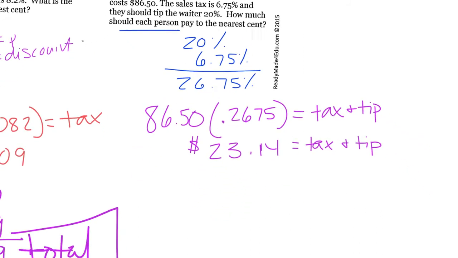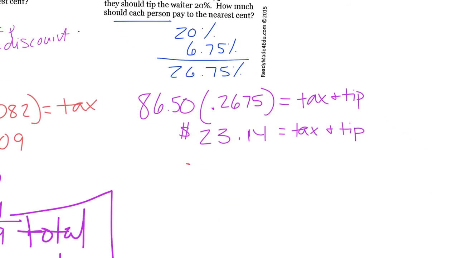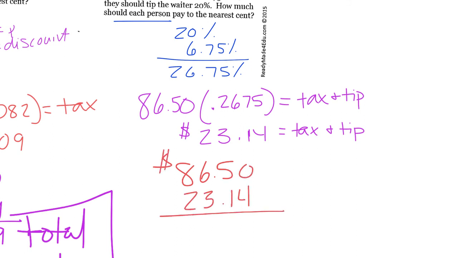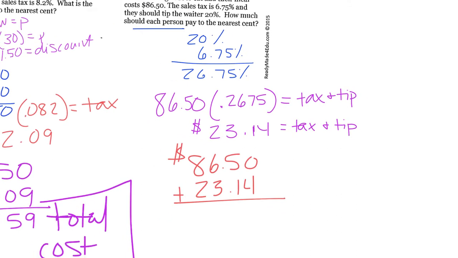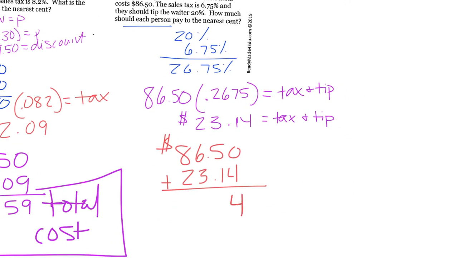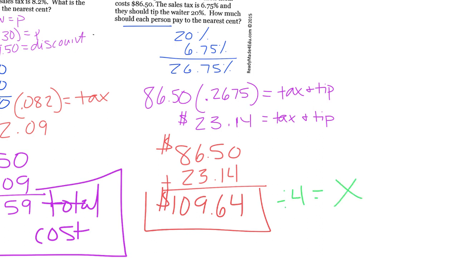The total then, we've got to take the original price of $86.50. That's how much their bill was, plus the tax and tip price. When I add those up, they're always added, tax and tip. Now I have $109.64. It's not my final answer, okay? You then, though, need to split it. 4 friends go out to eat. So you're going to take that, divide it by 4, and then that's going to give you your final answer. And I'll let you do that on your own, all right?